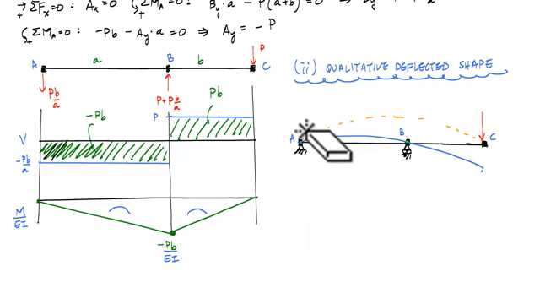There's no magic formula to this. It just takes lots of practice and exposure to beams and deflected shapes. Alright, now that we have this deflected shape, what we really want to find in this problem is the vertical deflection at point C, which I will call delta C.